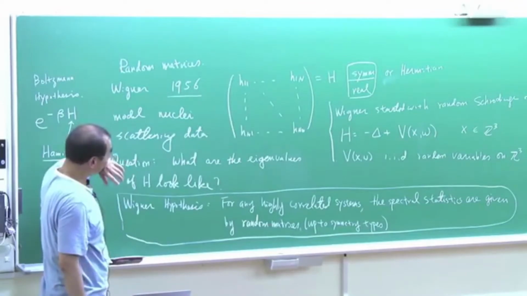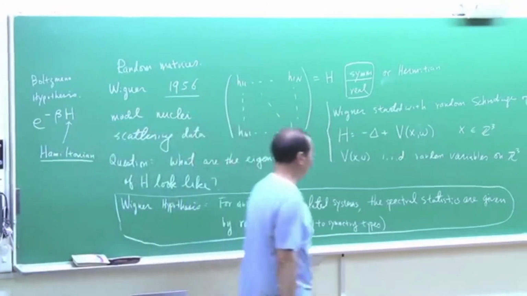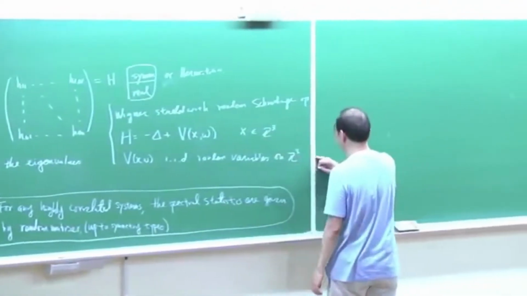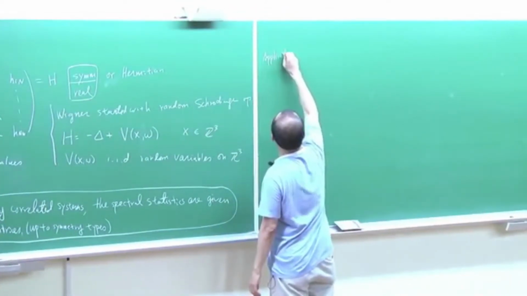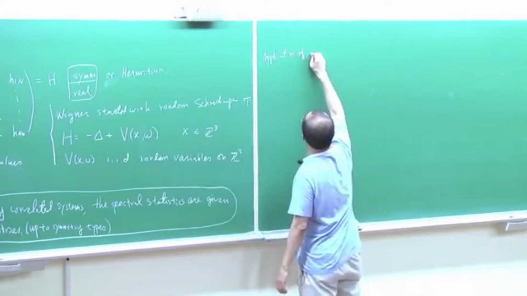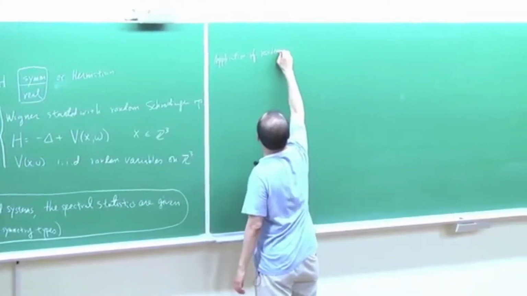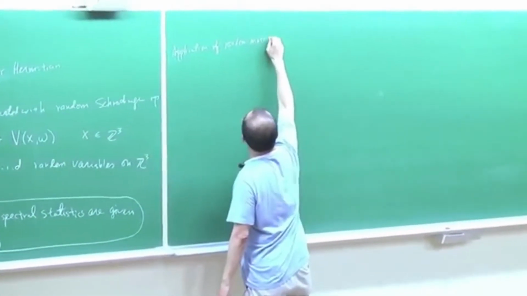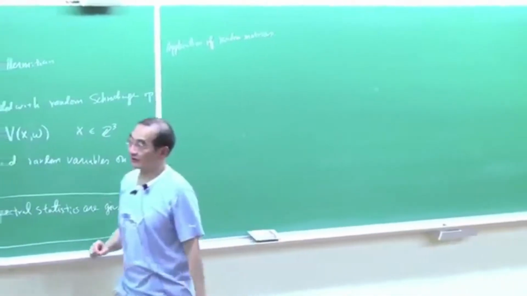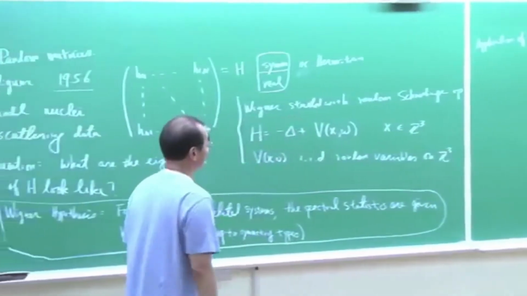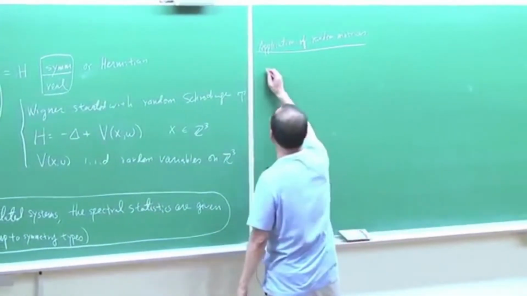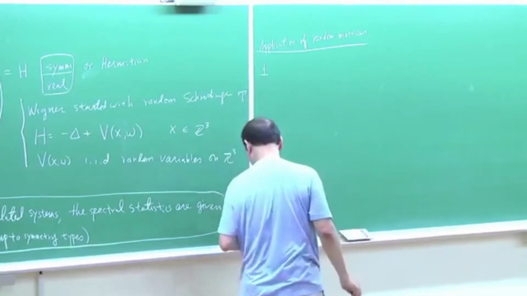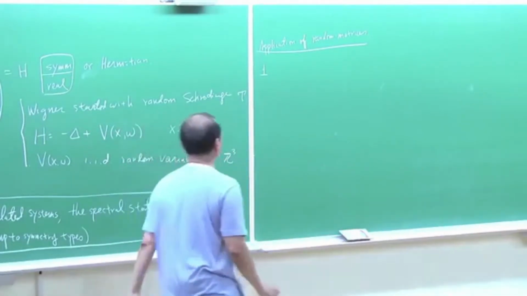So let me mention some applications of random matrices. This is the reason there is a lot of interest in random matrices, because of all these applications. The first application is in math physics.